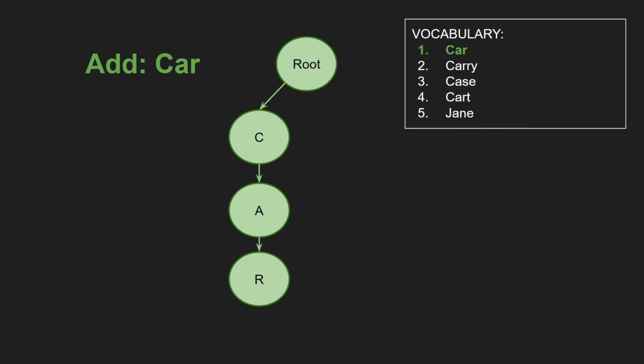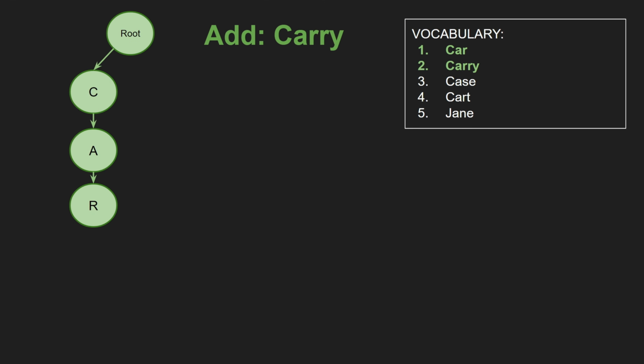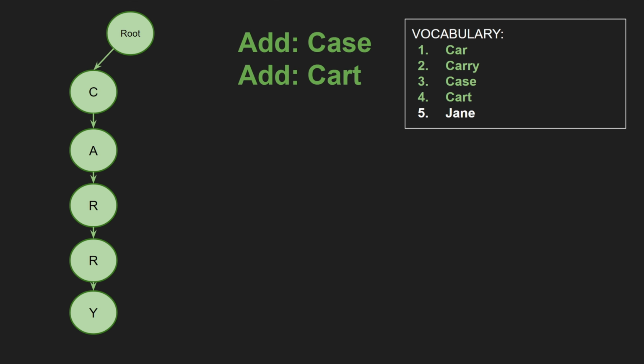The next step is to add carry. If we try to add carry, we are going to reuse the first 3 nodes that were created previously when we inserted car. First we access the C, then the A, then the R, and then we create R and Y as nodes. Next we add the words card and case. We're going to reuse C and A as the nodes, and then insert case by creating the corresponding nodes S and E. And for card, we just create one node, which is T.